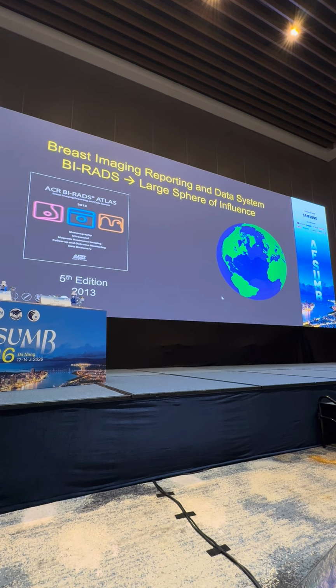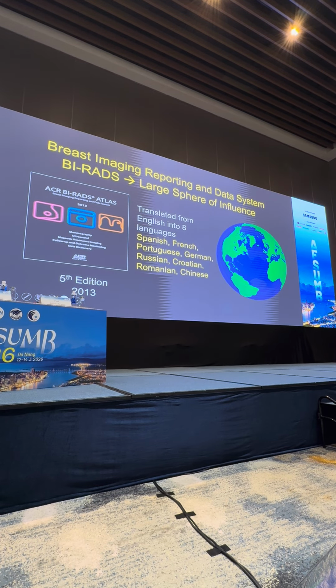Okay, how many languages do you think BI-RADS has been translated into? Take a guess. 20? Okay, 20. How about 5? Too low? Just a random guess. Well, the answer with the 5th edition is 8. Okay? And these are the 8: Spanish, French, Portuguese, German, Russian, Croatian, Romanian, and Chinese. And you can say, well, maybe Spanish, maybe Chinese, maybe, but why like Croatian or Romanian? Many interesting stories behind that.